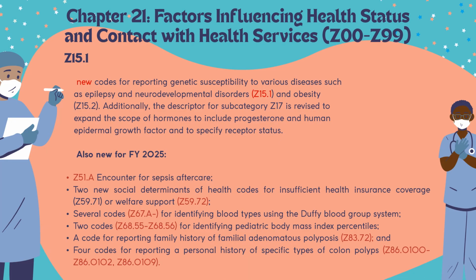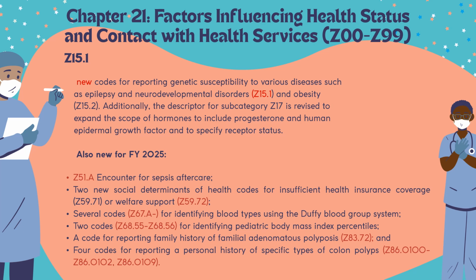Chapter 21. In this final chapter of ICD-10-CM, there are new codes for reporting genetic susceptibility to various diseases such as epilepsy and neurodevelopmental disorders, Z15.1, and obesity, Z15.2. Additionally, the descriptor for subcategory Z17 is revised to expand the scope of hormones to include progesterone and human epidermal growth factor and to specify receptor status.